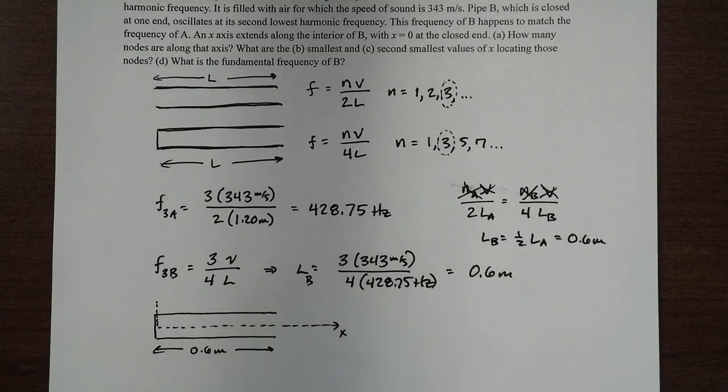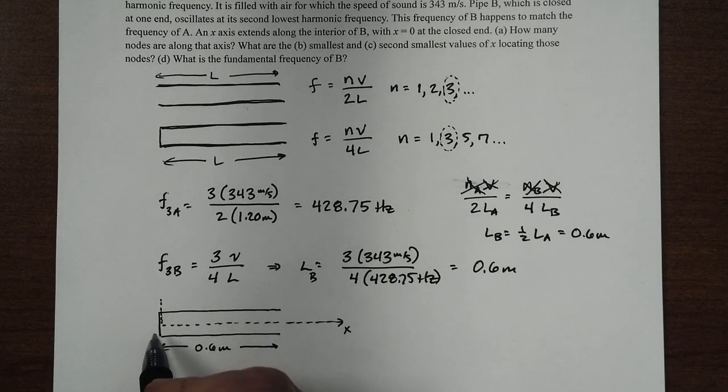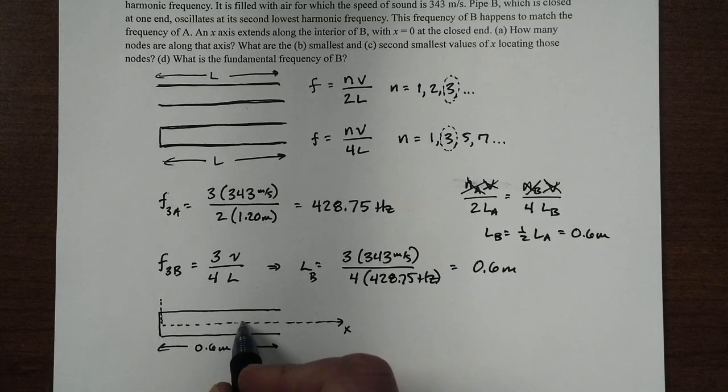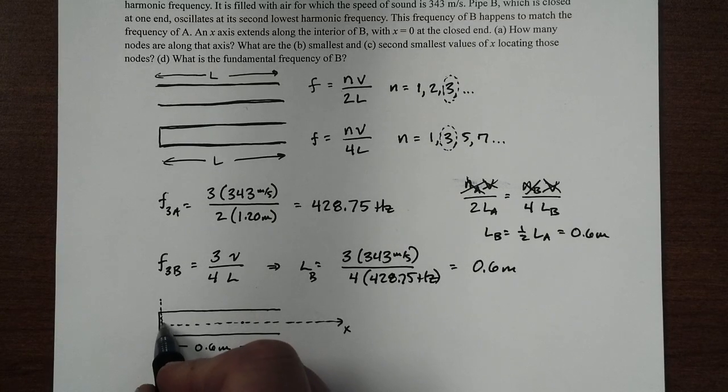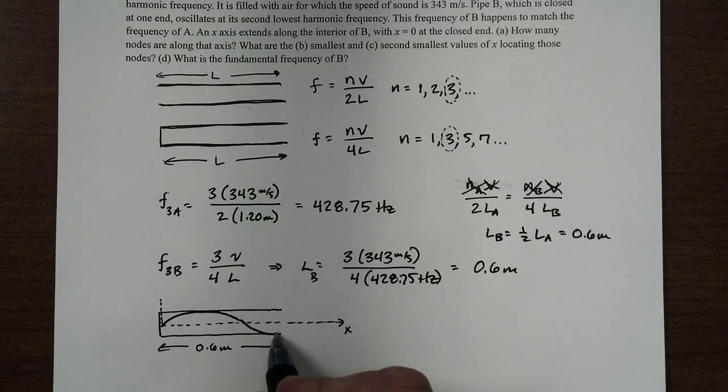So where do we need nodes here? Well, you get antinodes in terms of particle movement at the open end, and nodes at the closed end. And if you are in the second mode of oscillation, the little wave that gets superimposed over it looks something like this.